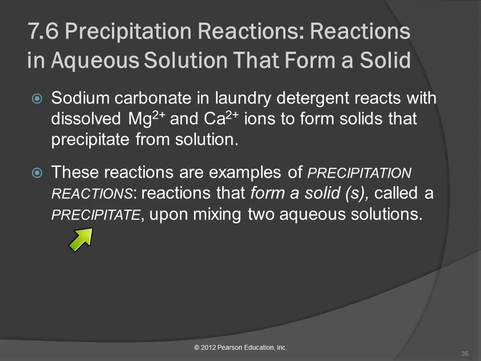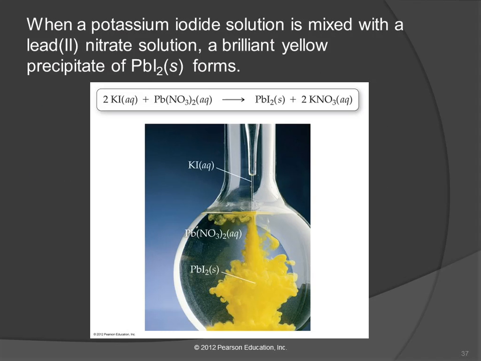The precipitate is the solid, and this reminds me of precipitation, a term that meteorologists use. The weatherman talks about precipitation, right? And snow, sleet, rain, hail, these are all precipitates, right? There's something that falls out of the sky. And if you look at a lot of precipitation reactions, it looks like it's snowing almost. You've got something falling down. And so that's the precipitate, the solid that forms.